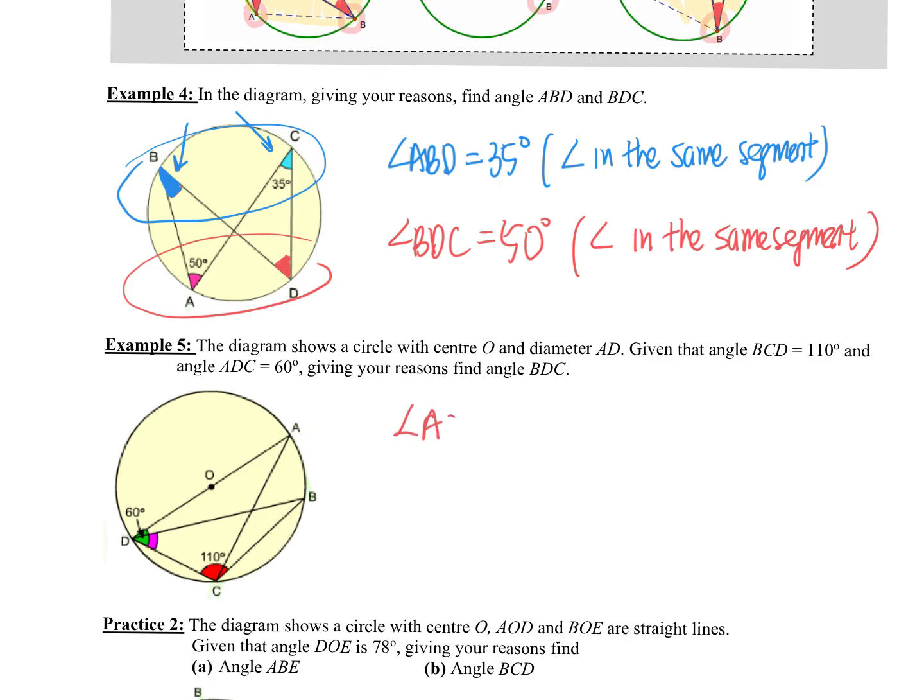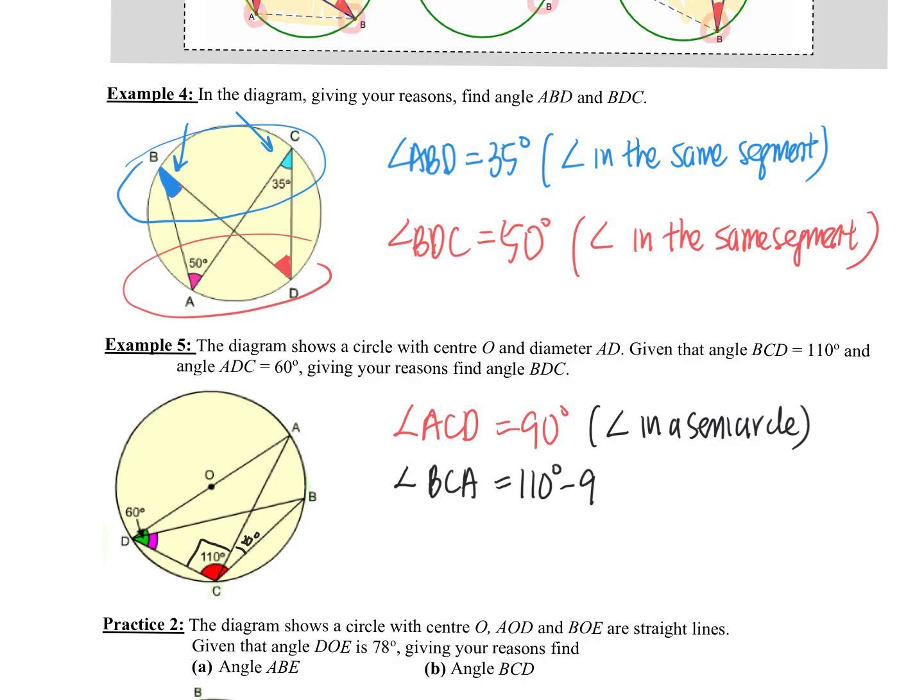ACD is 90. So straight away I write here, this one is 90, angle in a semicircle. I write down first. I don't know where it leads me to. But because of this, it also tells me that this is 20. So I can write down BCA is then 20. This one has no reason, I'm just taking the difference between two angles. So that is 20. If I know that part is 20, is there a butterfly I can find?